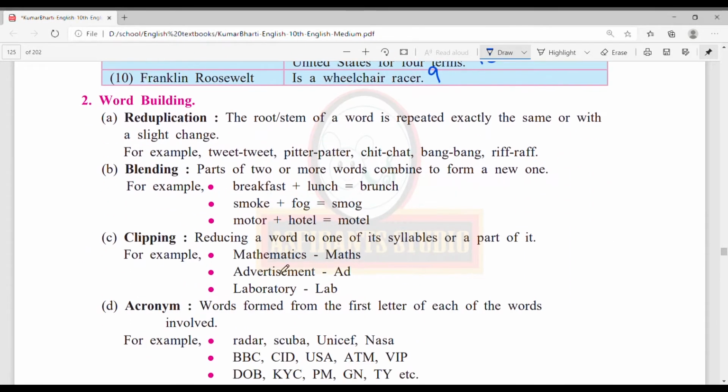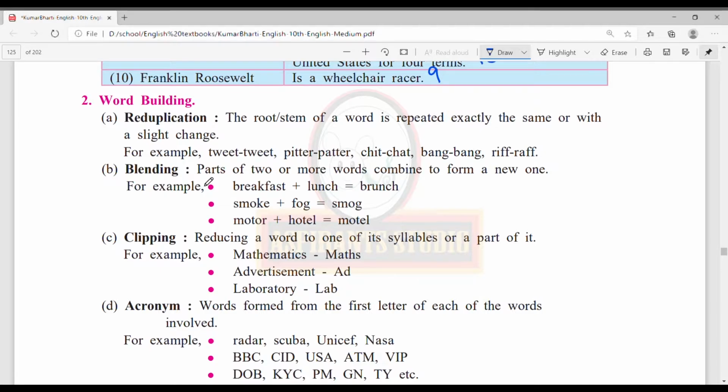Now, 2. Word building. Reduplication. The root or stem of a word is repeated exactly the same or with a slight change. For example, tweet tweet, pitter patter, chit chat, bang bang, riff raff.